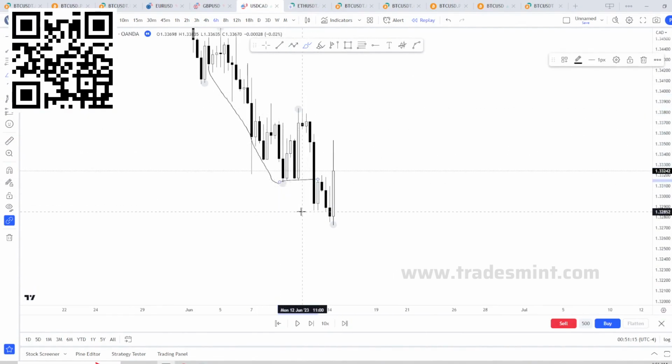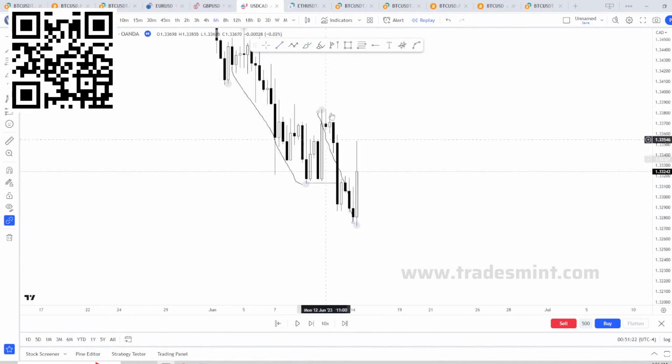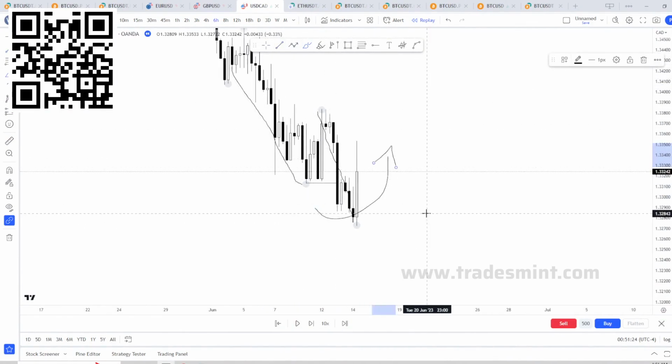We had a bearish break of structure from left to right. Price ultimately came down, putting in a swing low. So what do we know happens after a bearish break of structure? That's typically when you get a retracement up.